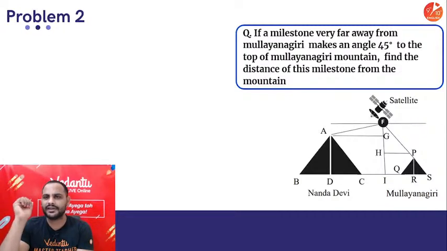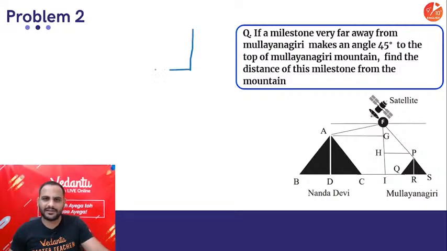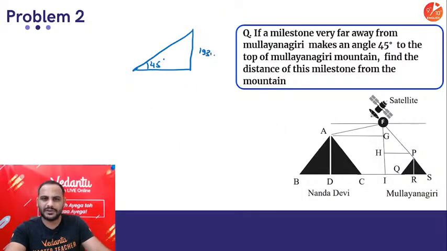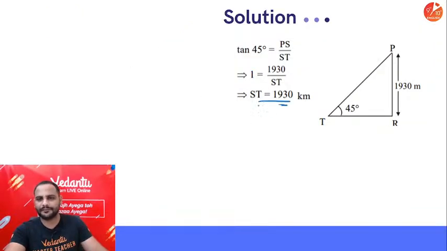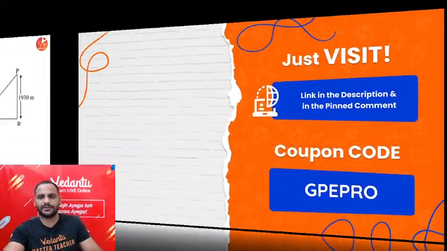Second, if a milestone very far away from Mulyangiri makes an angle 45 degree to the top of the Mulyangiri mountain, find the distance of this milestone from the mountain. So this milestone is away from Mulyangiri and it is making an angle of 45 degree to the top. तो बेटा ये सेम रहेगा, ऐसा ही केस रहेगा. ये Mulyangiri top, angle of elevation is 45 degree. So Mulyangiri's height is given to you. How much? 1930. So if it is 1930 meters, using tan 45 this will also be 1930 meters only. ठीक है? Simple. So this is how this particular question will be solved.